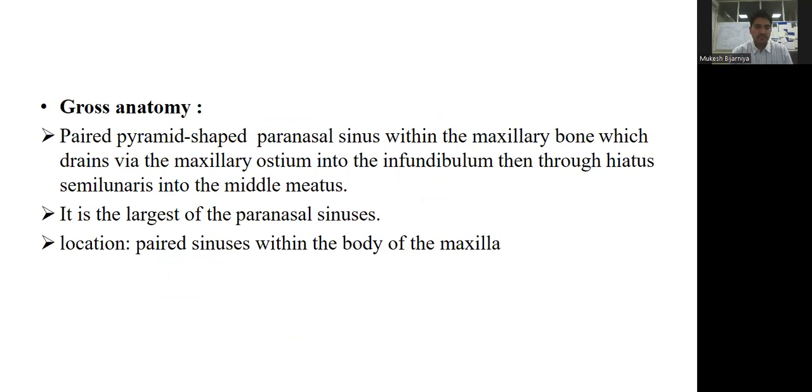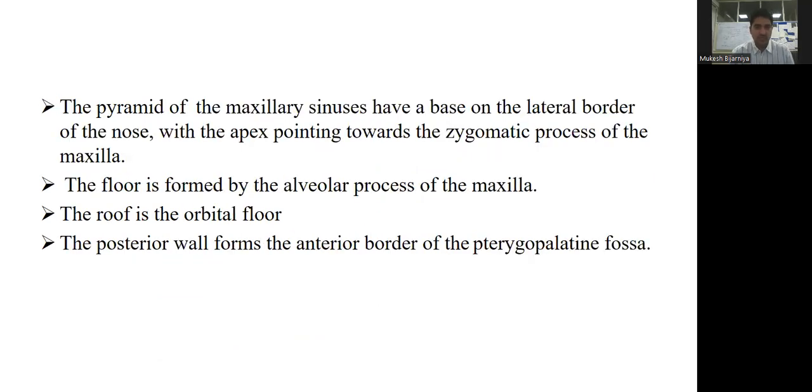The gross anatomy of the maxillary sinus: this is a paired pyramid-shaped paranasal sinus in the maxillary bone. It drains via the maxillary ostium into the infundibulum, then through the hiatus semilunaris into the middle meatus. This is the largest paranasal sinus. The pyramid of the maxillary sinus has a base on the lateral border of the nose with the apex pointing toward the zygomatic process of the maxilla.